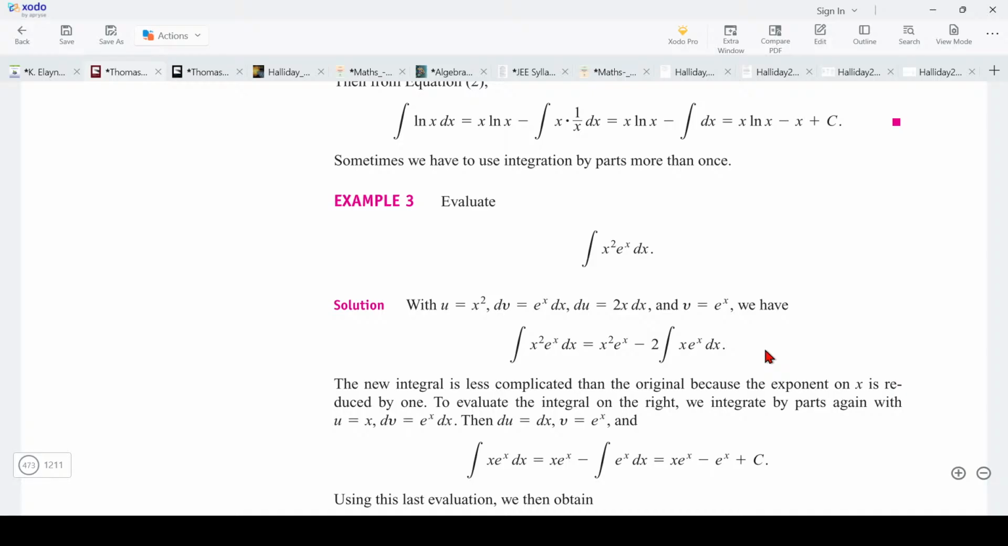Sir, which answer are we supposed to reach? We need to get into the integral of x square e raised to x dx equal to x square e raised to x minus 2 integral x e raised to x dx. Got the answer? Yes, till this point.